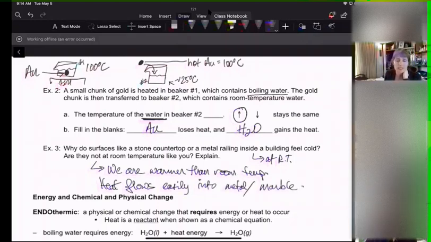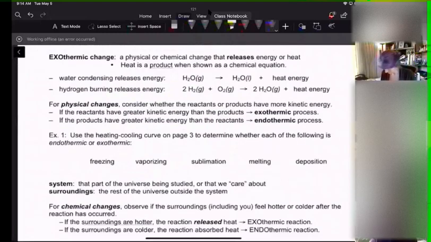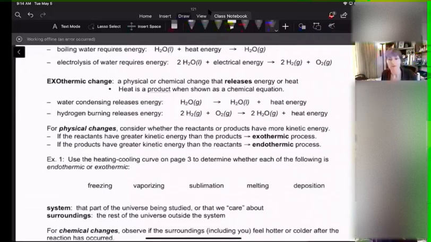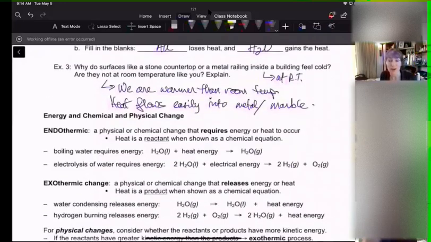All right, so we're going to define some words for whether heat goes into the system or out of a system. So, Professor, does that mean that we are losing heat when we touch that? Yeah, that's why it feels cold. Exactly. Okay, so endo means in, exo means out.